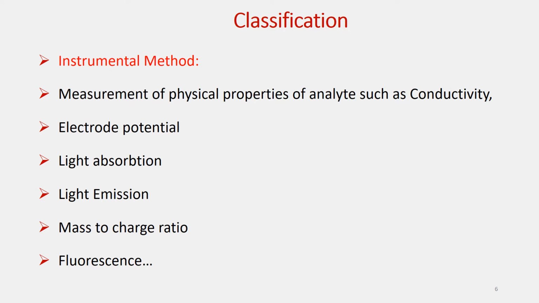Each atom goes to the excited state depending upon its own characteristics, comes down and emits light of varying wavelength. So these are some of the physical properties on which the instrumental methods are classified.